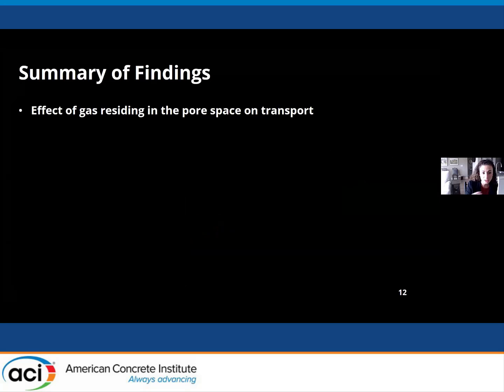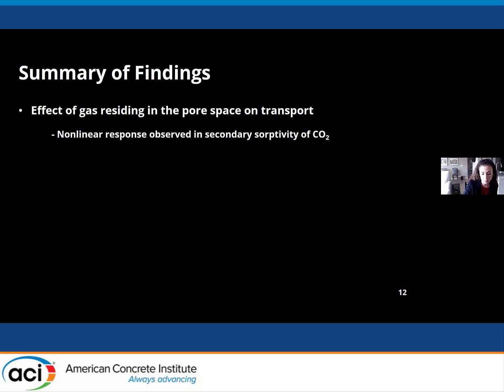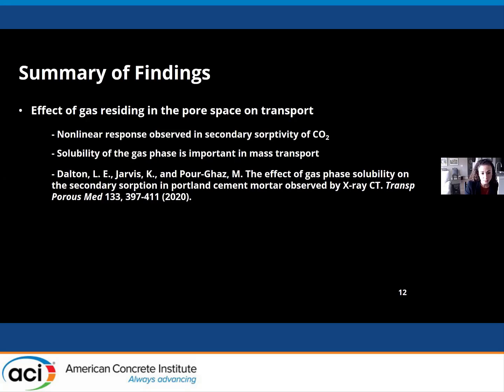And so just a summary of what was just discussed. So basically looking at the effect of the gas phase residing in the pore space and how that affects transport. So a nonlinear response was observed during secondary sorptivity, specifically with CO2, and we believe that is due to this reactive absorption that's happening. The solubility of the gas phase influenced the rate of sorption, and so it's very important when it comes to mass transport. And this work was recently published in Transport in Porous Media if anyone's interested in more information on that.